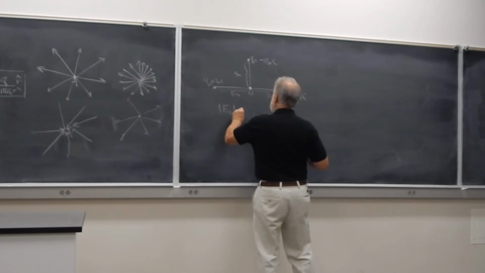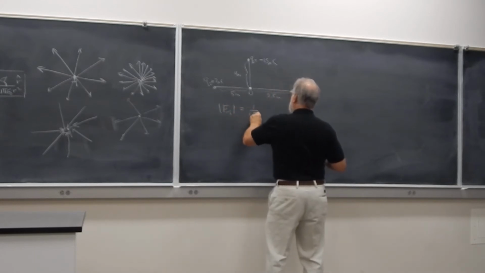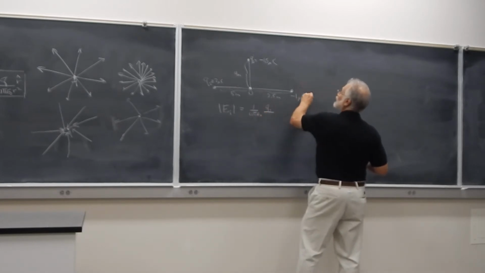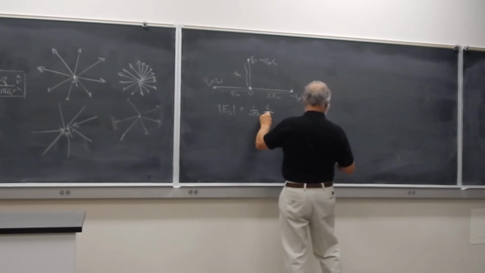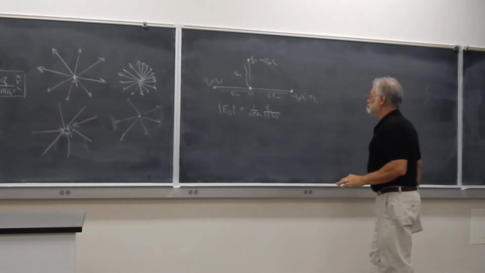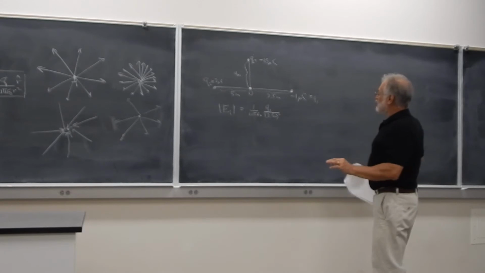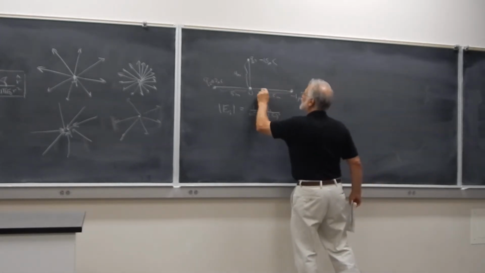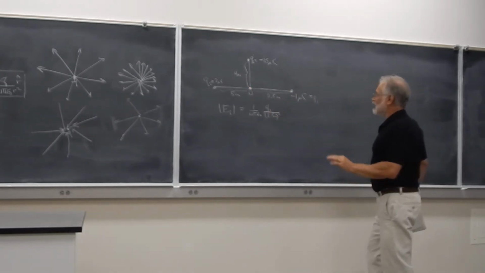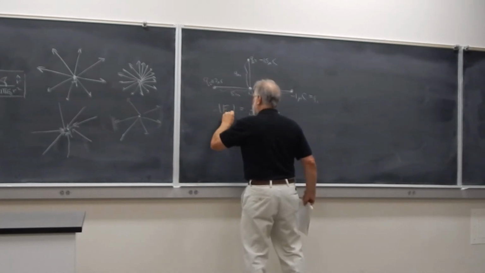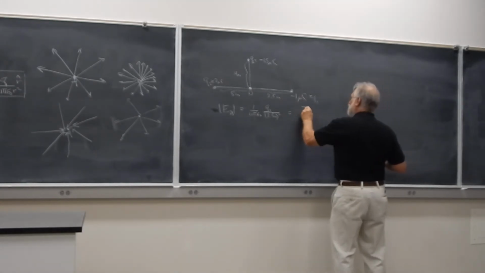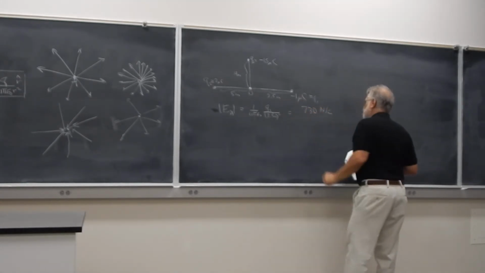Magnitude of E1 is just going to be 1 over 4 pi epsilon naught times Q1 divided by 3.5 meters, we'll square that. And by the way, the only component of E1 is going to be in the x direction. There is no y component because Q1 lies along the x-axis, so I can call that E1x, just as simply. And the magnitude, if I put in my numbers, is 730 newtons per coulomb.